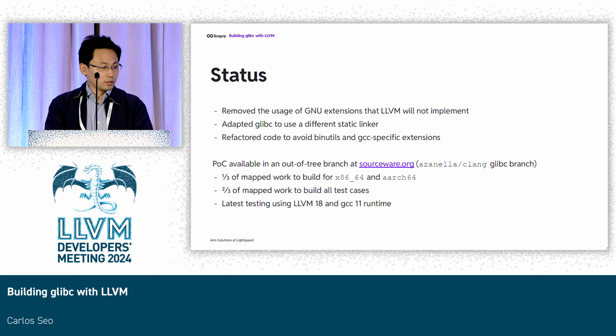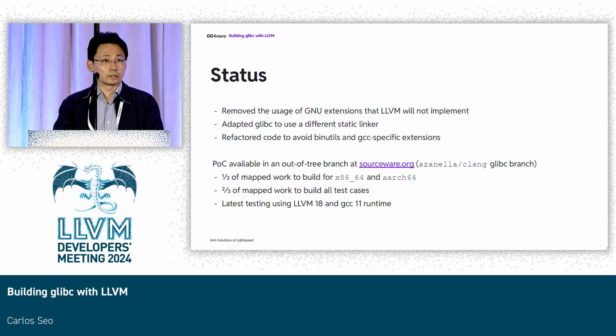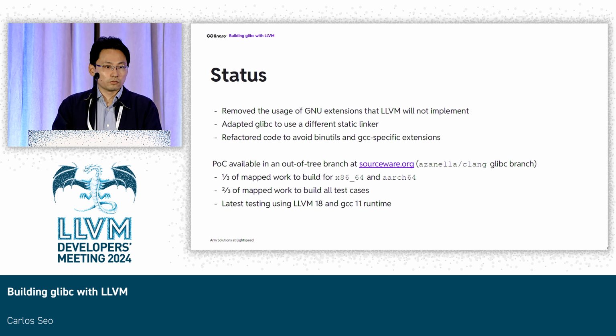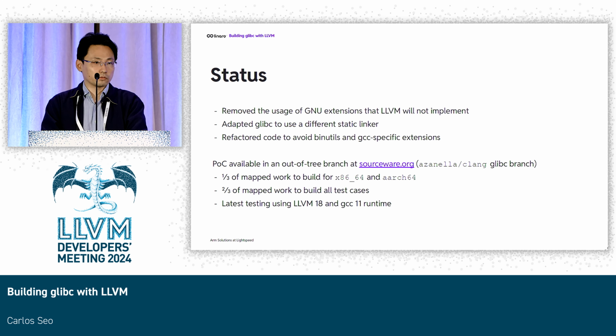Of all the work that we mapped that should be done, we did about a third of the work in glibc to allow the build for x86_64 and AArch64. We did about two thirds of the work needed to build all the test cases in the glibc test suite. And this work was done using LLVM 18 and the GCC 11 runtime. By the time LLVM 18 was released, all the patches that we needed to allow this build to work were already upstream in LLVM.